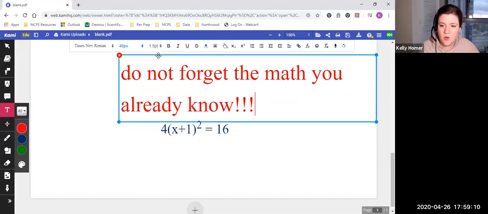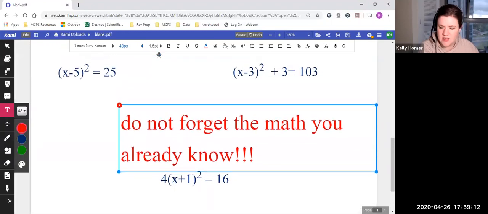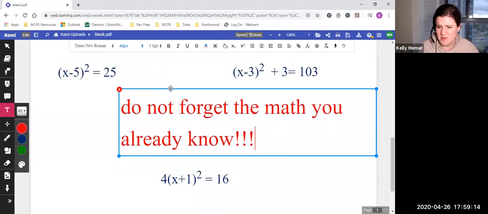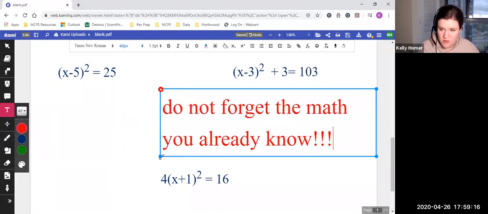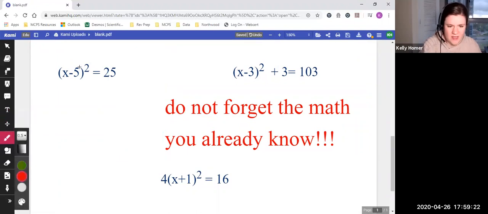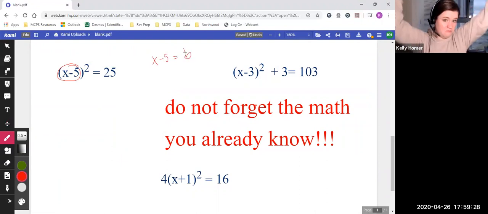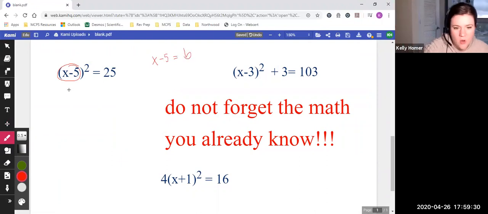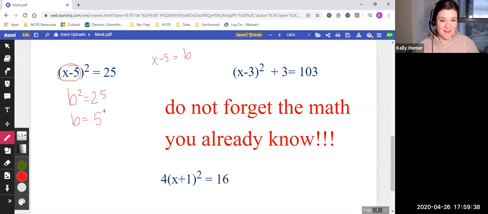Okay, that's the problem. A lot of kids get very intimidated. They see these problems and they're like, oh my gosh, what am I supposed to do with this? I don't know. What you do is don't forget the math you already know. All right, for a second, replace this. Say, I don't want to deal with x minus 5. I want to say that that's b. Make a variable. Okay, well, if b squared was 25, then b would have to be 5, right? Just 5?